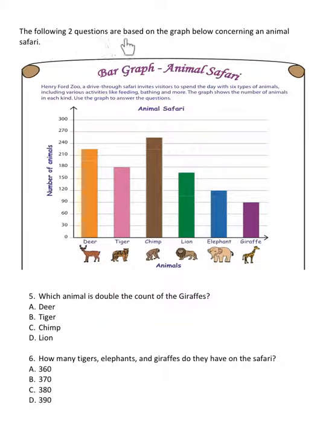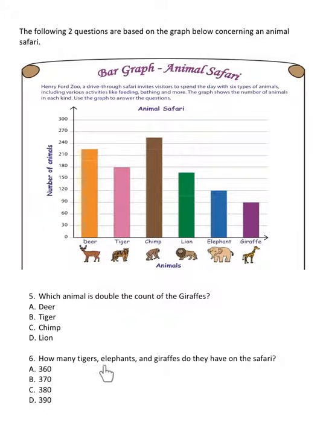The following two questions are based on the graph below concerning an animal safari. 5. Which animal is double the count of the giraffes? A. Deer, B. Tiger, C. Chimp, D. Lion.